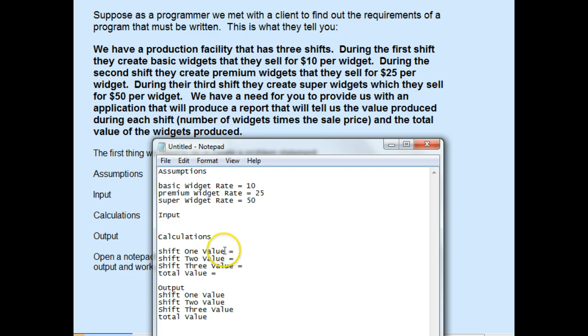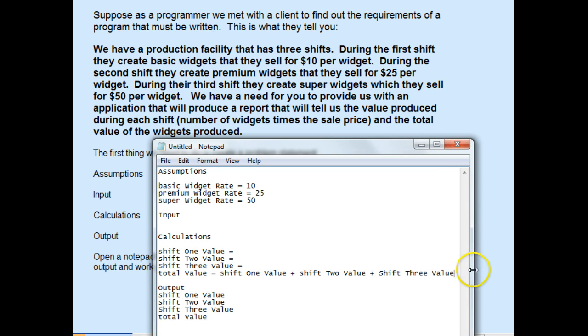So what I'm going to do is copy and paste. I'm going to say, if I take the first shift value and I add that to the second shift value, and I add that to the third shift value, that's going to give me my total value. All right, so there's my 3. I don't like it wrapping.